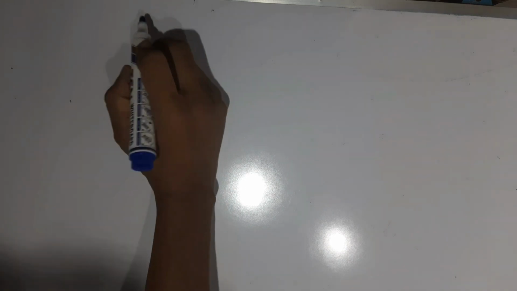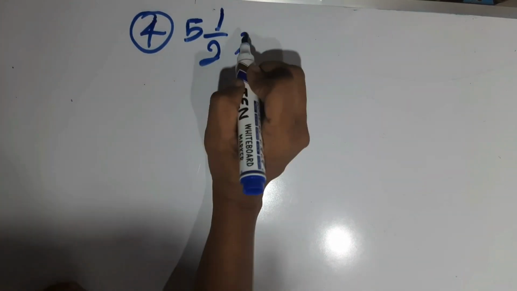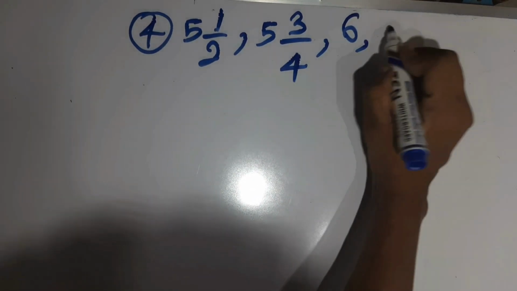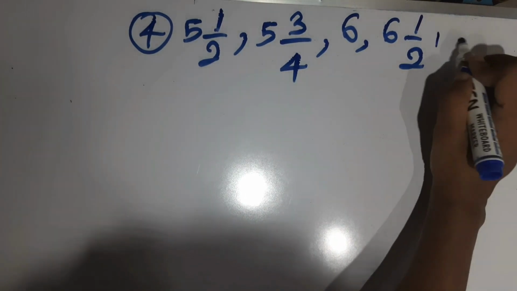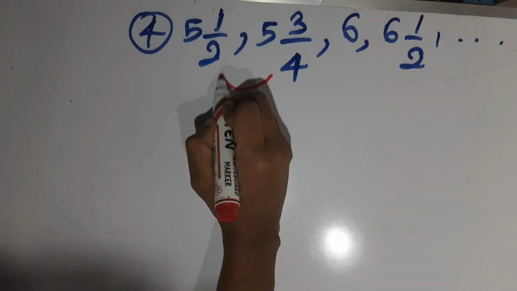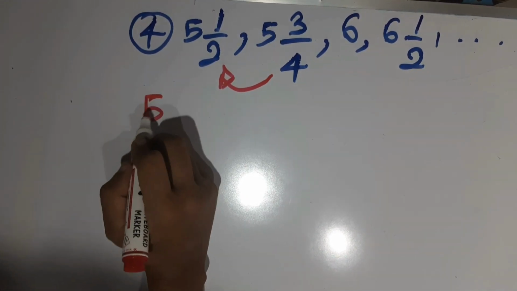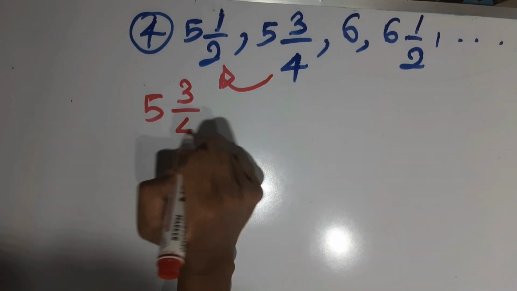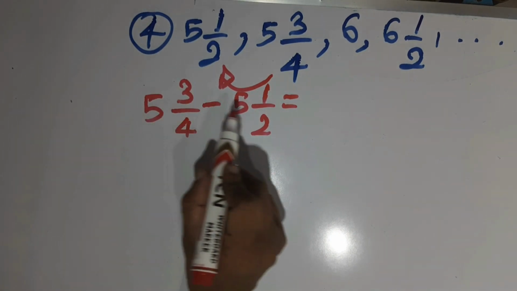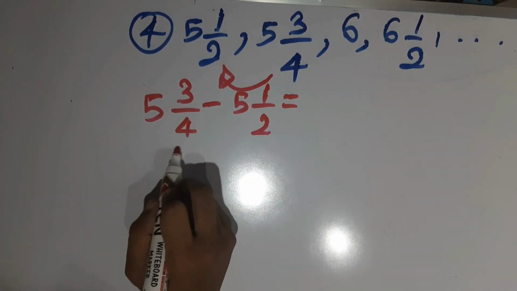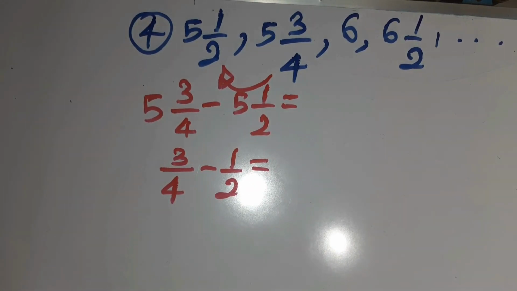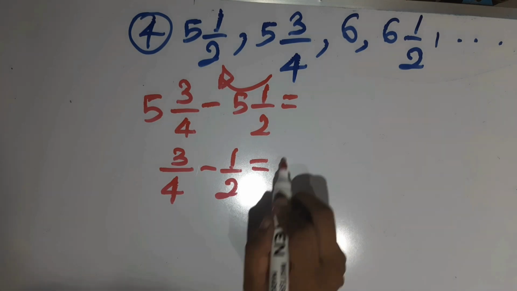Question number 4: 5 1/2, 5 3/4, 6, 6 1/2, and that's it. What is the difference between these two terms? 5 3/4 minus 5 1/2 equals 5 minus 5, 0, then 3/4 minus 1/2 equals 1/4.